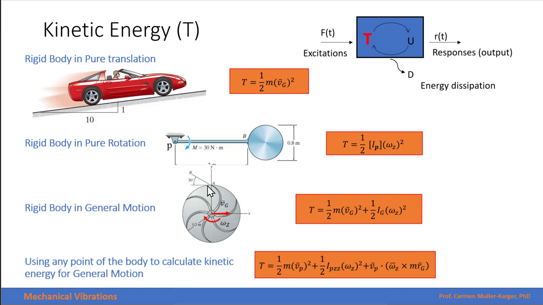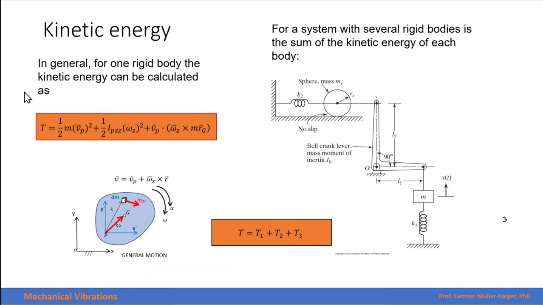If we also have a rigid body in general motion, but we want to use any point, not only the center of mass, but any point to calculate the kinetic energy, then we have three components. 1/2 mass velocity of the point squared plus 1/2 mass moment of inertia with respect to that point, omega squared, which is the angular velocity. And we have this third component. This is the linear velocity dot product angular velocity cross mass, and this is the distance between the point P and the center of mass. So in general, the kinetic energy can be calculated using this expression. Of course, these terms can be simplified if you use the center of mass.